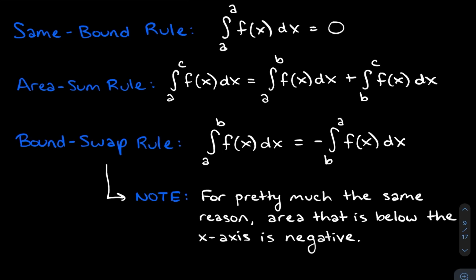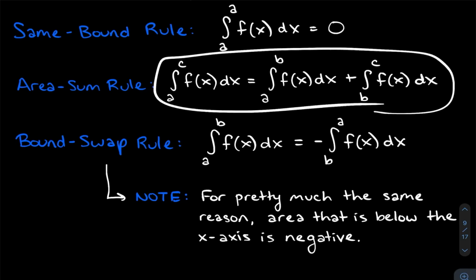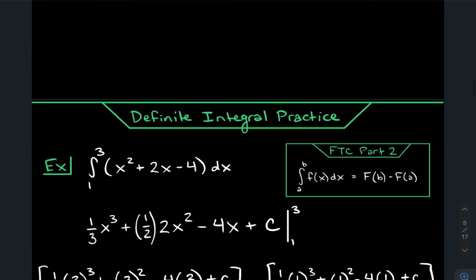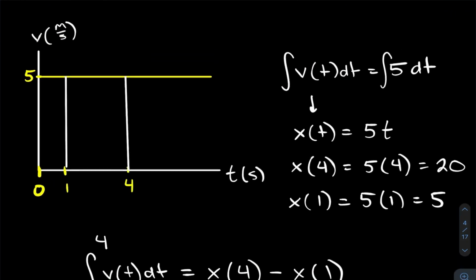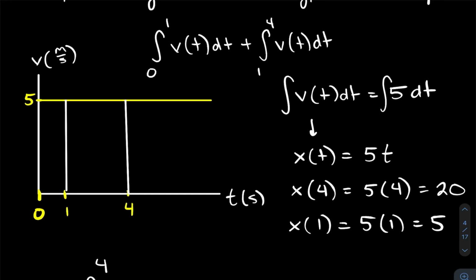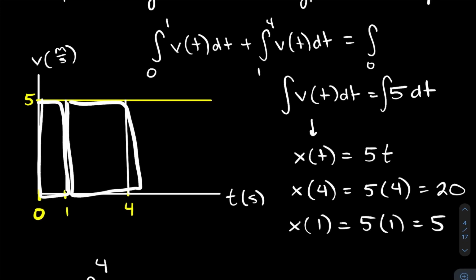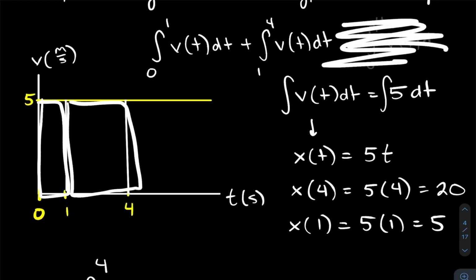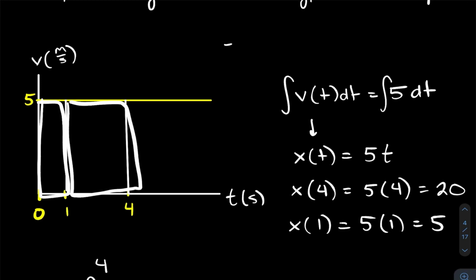Now the area sum rule is something we've actually already done in this video. It's actually a little bit about the Fundamental Theorem of Calculus part 2. I can bring that up here. Think about it. If we would have said here the integral from 0 to 1 of our velocity function plus the integral from 1 to 4 of our velocity function, we would be saying, okay, let's take the area here, that's the area from 0 to 1, and then add it to the area from 1 to 4. What do we get? Well, we get the total area from 0 to 4 of this guy. That's exactly what the area sum rule is. Like literally, that's it. It's just that.